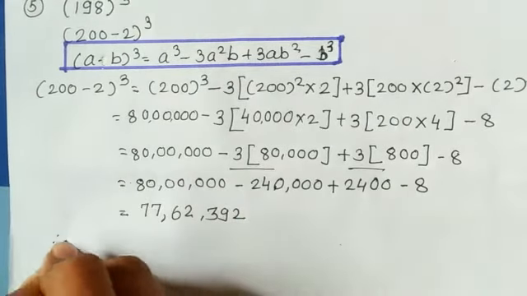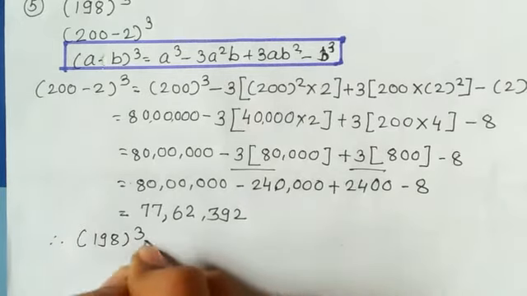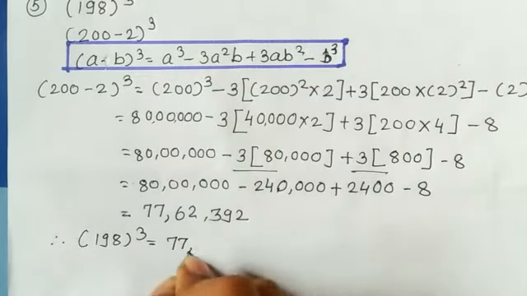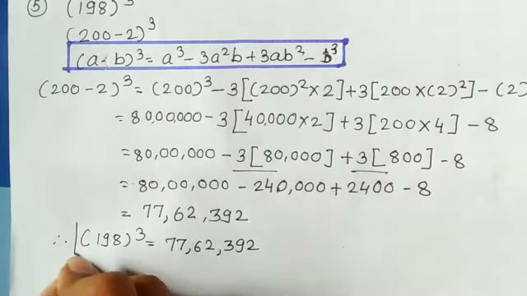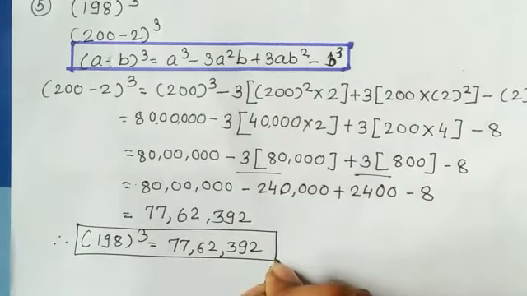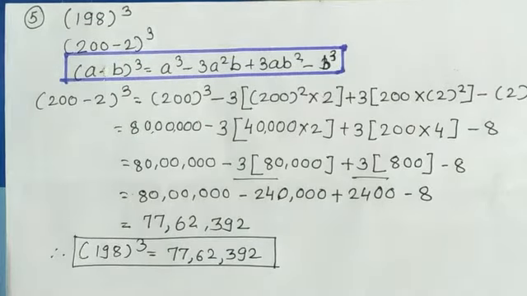So how are you going to write the answer? Symbol of therefore, 198 cube is equal to 77,62,392. Let's put the box over the answer. If you want, you can take the screenshot.